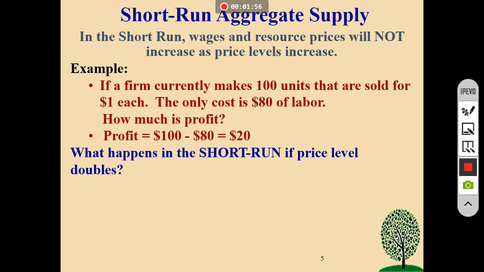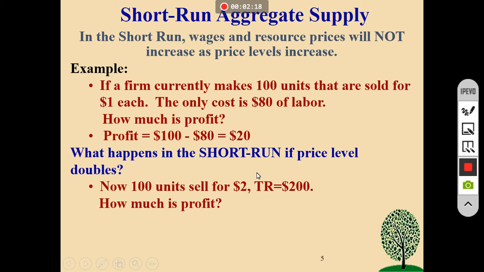What happens in the short run if the price levels double, so now the goods cost twice as much? Now 100 units, and you're selling them for $2 each, so we've doubled prices. Our total revenue is now $200 as opposed to $100. How much is our profit? Well, our profit now is $120, right? Because our wages didn't change. We just go 200 minus 80, and that gets us our $120.